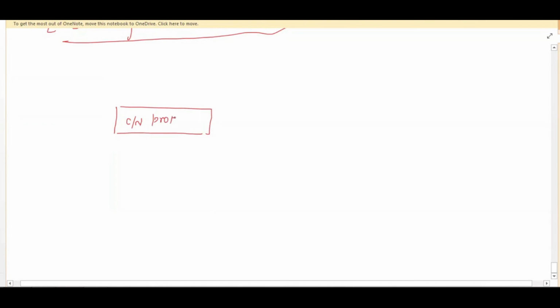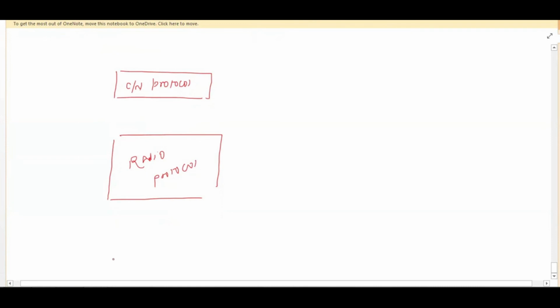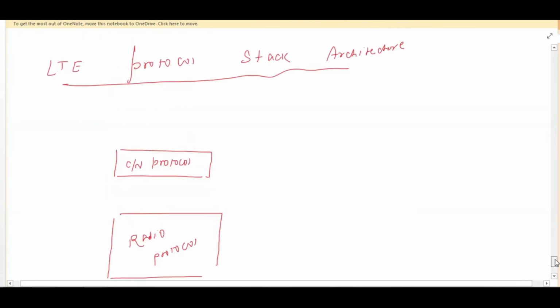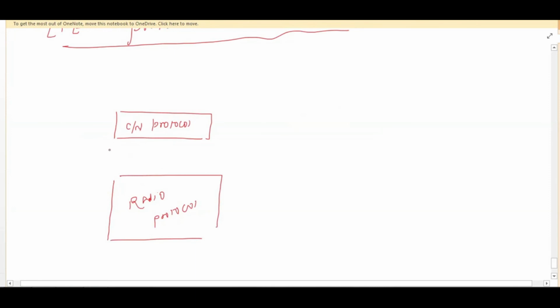Core network protocol and radio protocol. Your mobile must have two types of protocol. This is your UE protocol. I'm telling the high level design, not the exact layers. I'll tell the exact layers after this diagram. So this is your high level design of the LTE protocol stack.